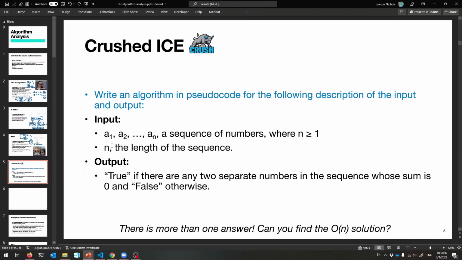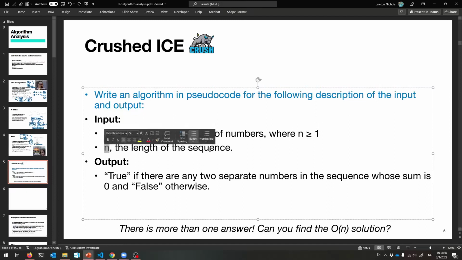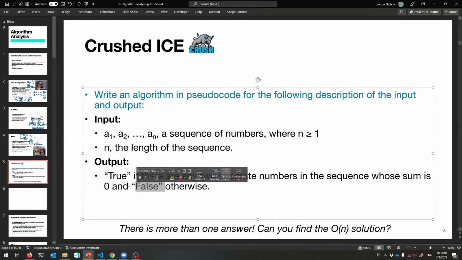And then you also have the length of the sequence. So you're given how many elements you have in this sequence, whatever it's really saved as, a vector, an array, whatever, a linked list. So that's your input, and then your output is, I want you to output true or false, okay? True if you can find two different numbers in the sequence who sum to be 0, and false otherwise. Can you solve this problem?